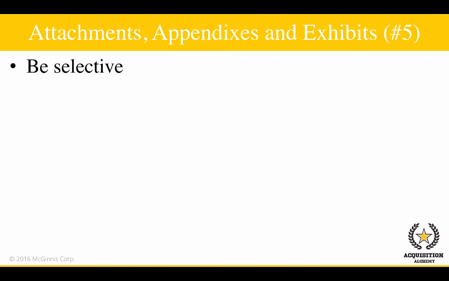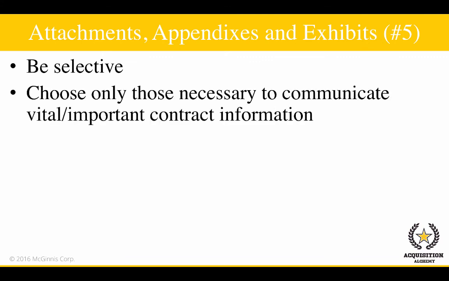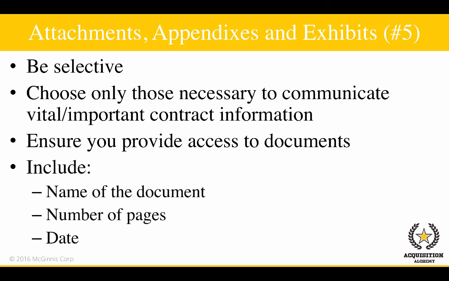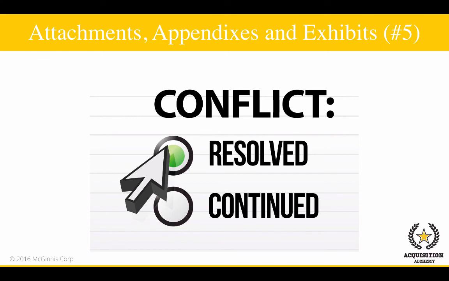Be selective in the attachments that you choose to include in your PWS. Choose only those documents necessary to communicate vital contract information. If you do have attachments, appendices, or exhibits that need to be attached to a requirement, ensure you provide access to the documents as either a direct attachment or through an active internet link that will direct them to the reference documents. Obviously, vendors need access to documents if they have to be compliant with them. Include the name of the document, the number of pages, and the date for any reference documents or regulations. And one more thing. Make sure the attachments, appendices, and exhibits don't conflict with other sections of your solicitation and contract.